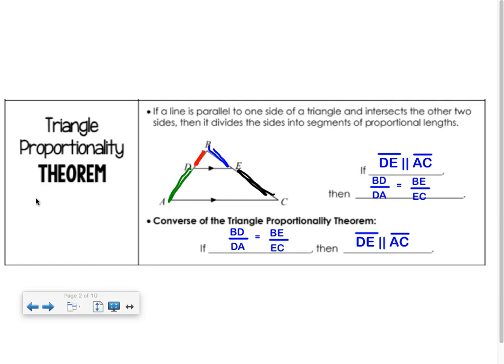So you can write a proportion if we have parallel lines in your triangle. And then the converse is also true. We can show that lines are parallel if our proportions are equal.